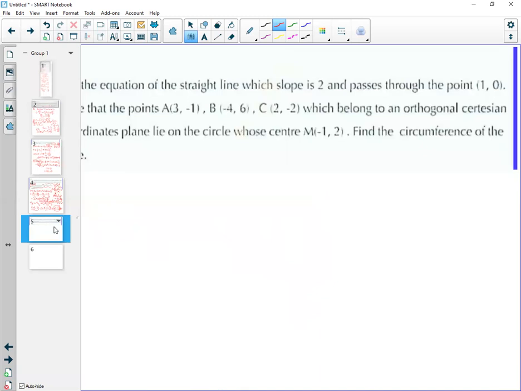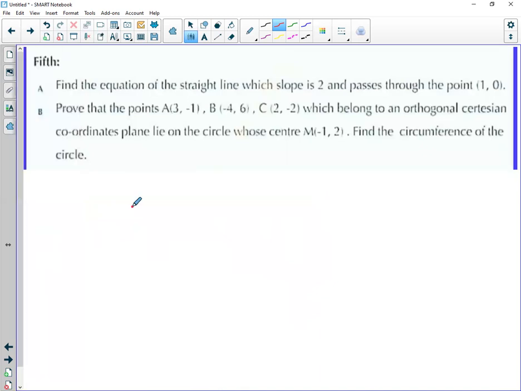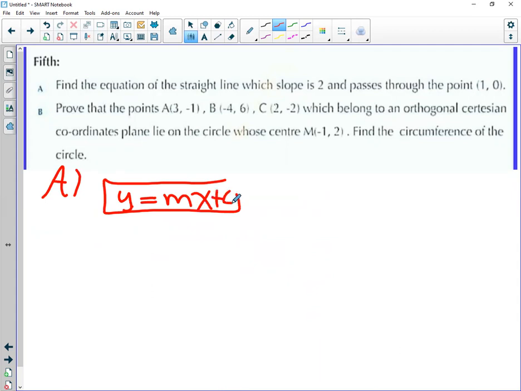Example number 5, letter A. Find the equation of the straight line whose slope is 2 and passes through the point (1, 0). We know that the equation is y equals mx plus a constant, and we can denote the constant by c. For example, y equals mx plus c.